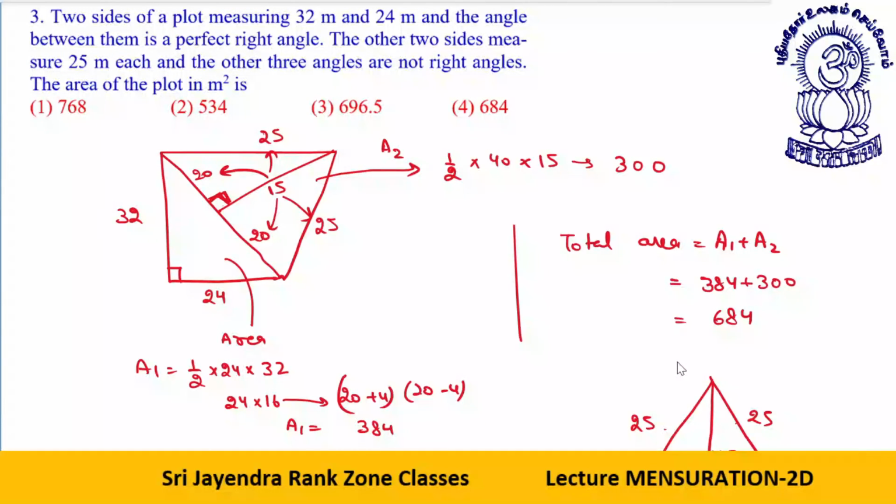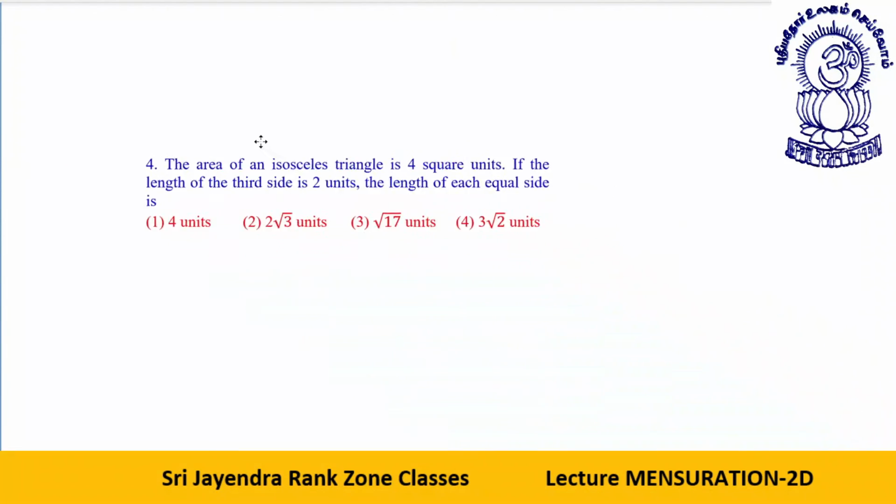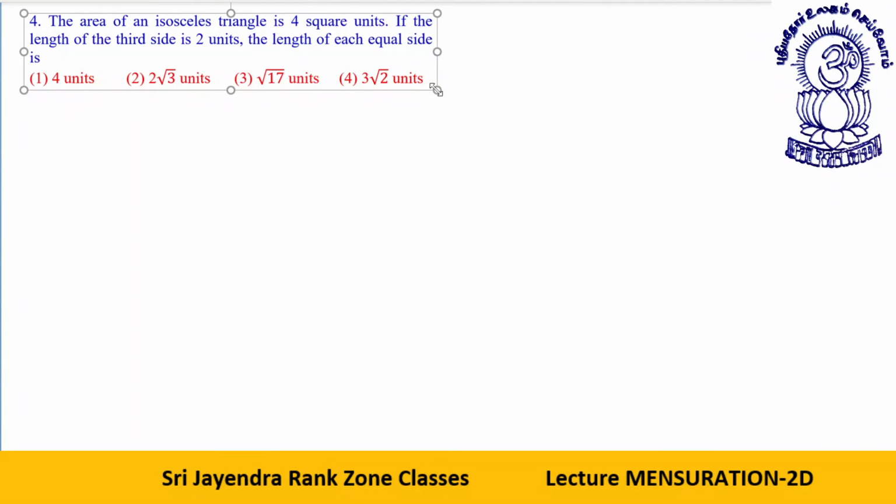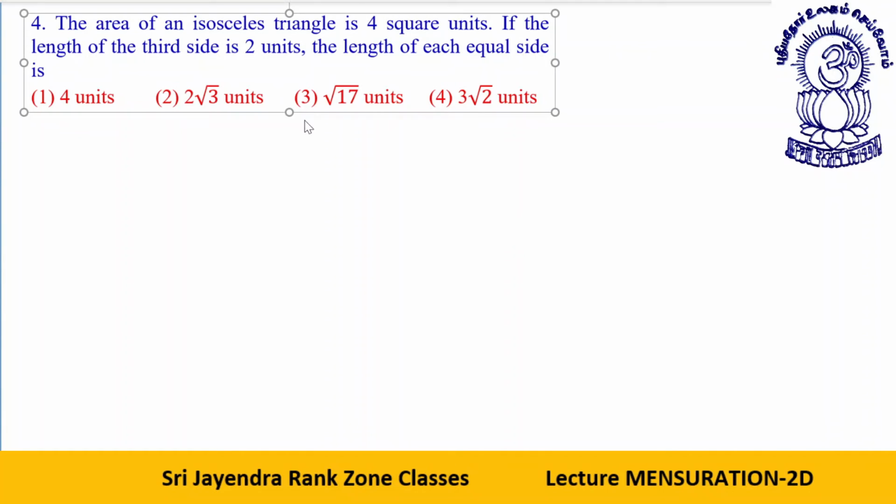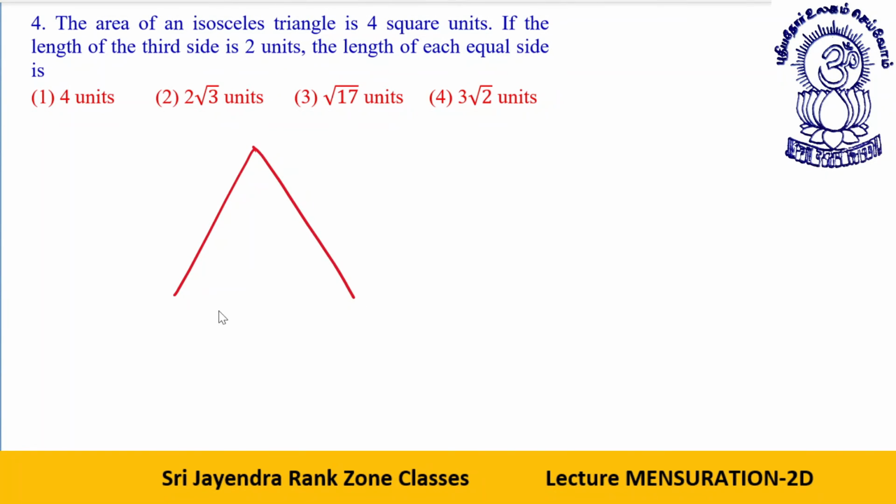This was your question. The area of an isosceles triangle is 4 square units. If the length of the third side is 2 units, then the length of each equal side is? There are two ways of doing it. Either you can apply the formula or you can apply the logic. This length is 2. Now I say half into 2 into this height h. Half into 2 into h is equal to 4. This gives me h is equal to 4.